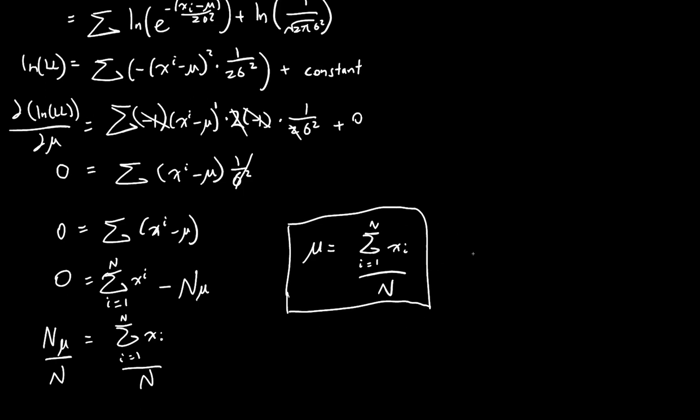And in the next video, we'll go into doing this exercise again, but we'll do it with respect to sigma squared, which is the variance. And we'll prove that the maximum likelihood estimator for variance is the sum of xi minus mu squared over the number of things that we have.